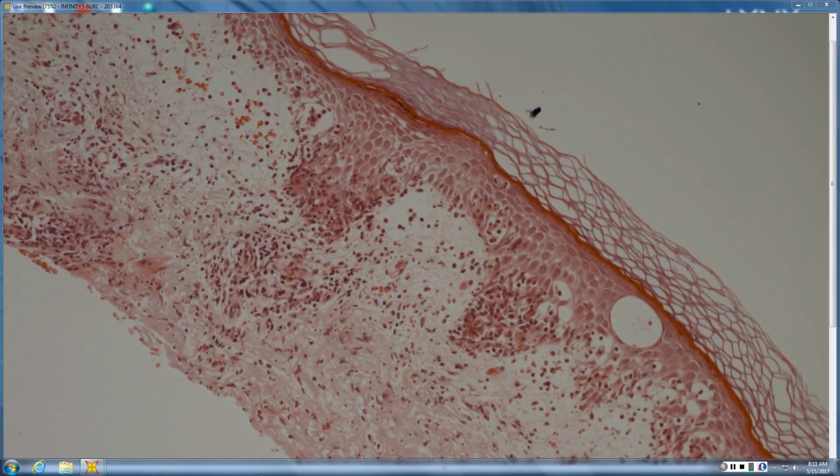And so for fixed drug, you'd look for deep pigment, papillary dermal fibrosis, eos, polys, some kind of polymorphous infiltrate. This one, they called EM.